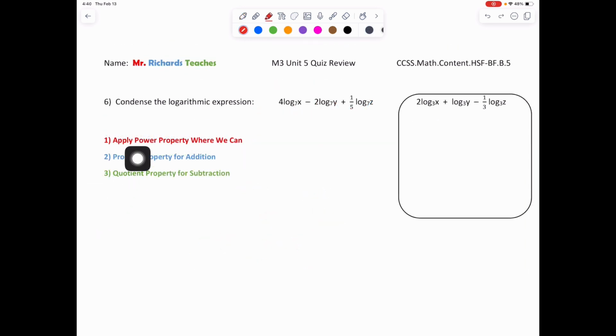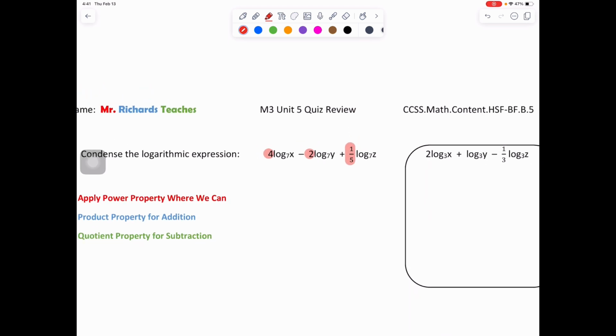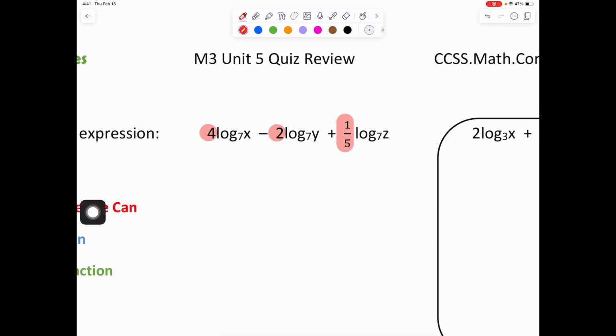Rolling on to number 6, condense the logarithmic expression 4 times log base 7 of x minus 2 times log base 7 of y plus 1/5 times log base 7 of z. Step 1 in red, apply power property where we can. All of our multipliers, our 4, our 2, and our 1/5, we are simply going to apply the power property. Let's rewrite those out and see what they look like.